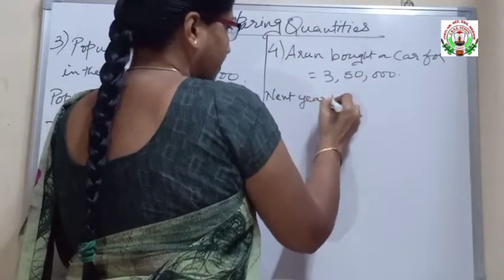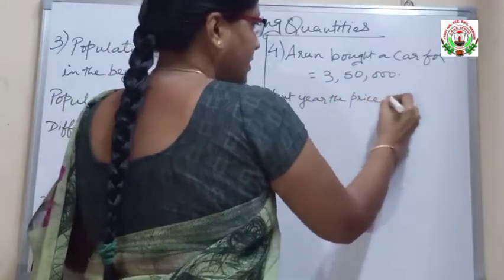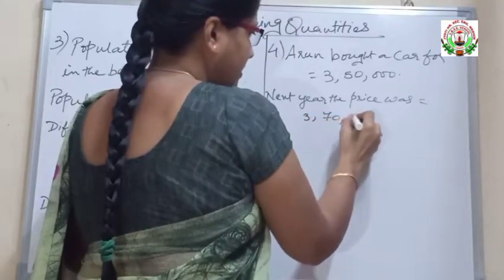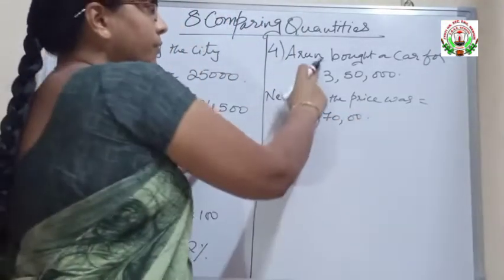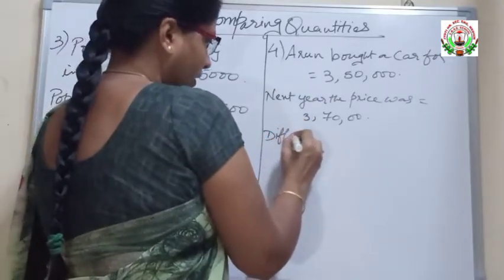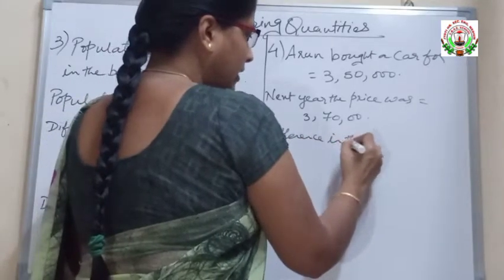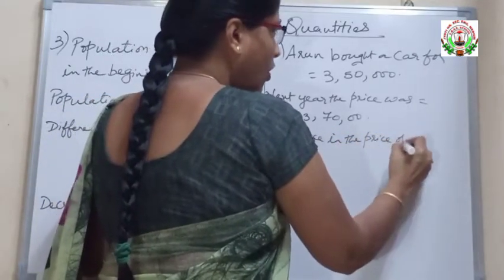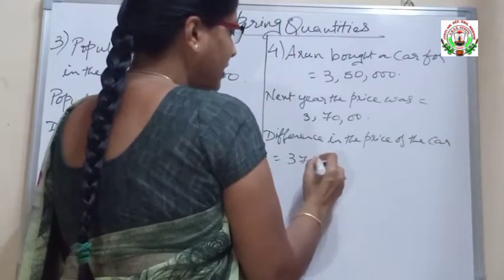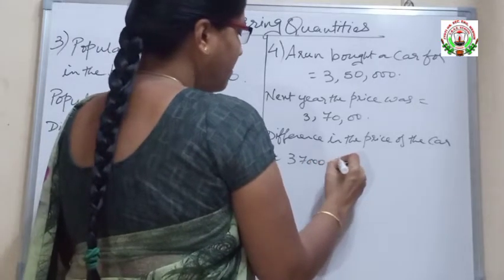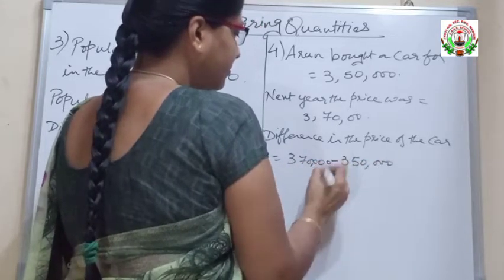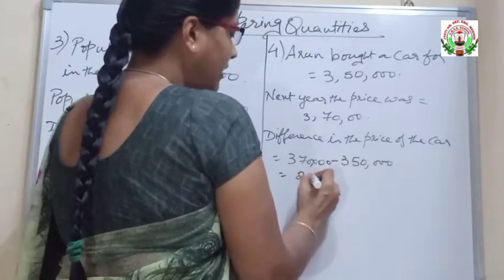Next year the price was 3,70,000. So the price went up, so difference in the price of the car is equals to 3,70,000 minus 3,50,000. So this is 20,000 here.